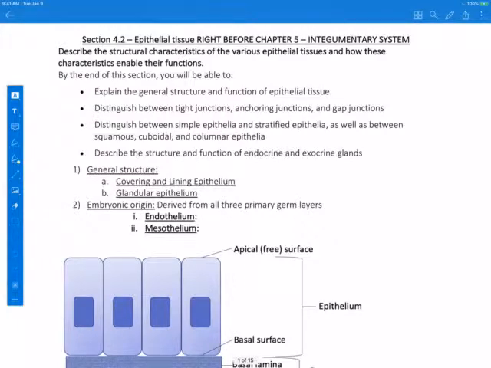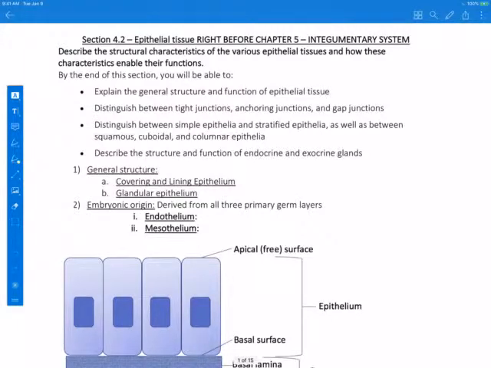So first we'll just talk about the general structure of epithelium. There are two types of epithelium. There's covering and lining epithelium, and these are basically large sheets of cells that cover the body surfaces exposed to the external environment outside your body, or they can be large sheets of cells that cover body surfaces lining internal cavities.